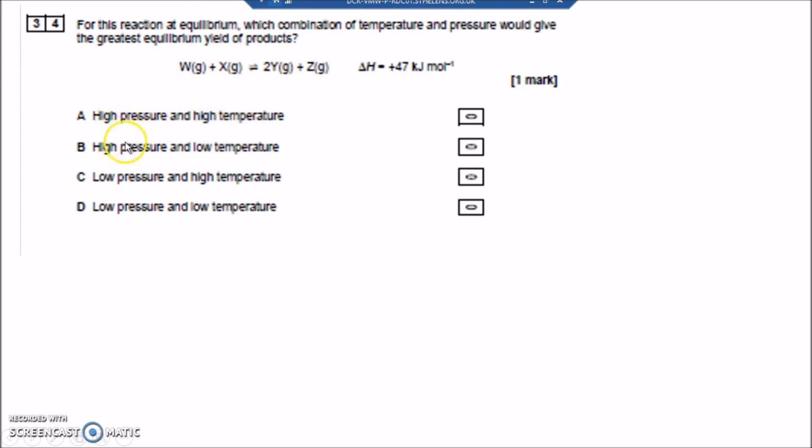So it's not high pressure, it's low pressure. Low pressure allows the 2 moles of gas to expand into 3 moles of gas on the right hand side and make more of Y and Z. So I'll need a low pressure and a high temperature. My answer is C.